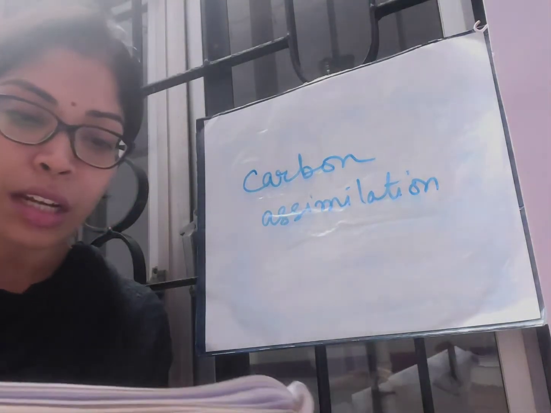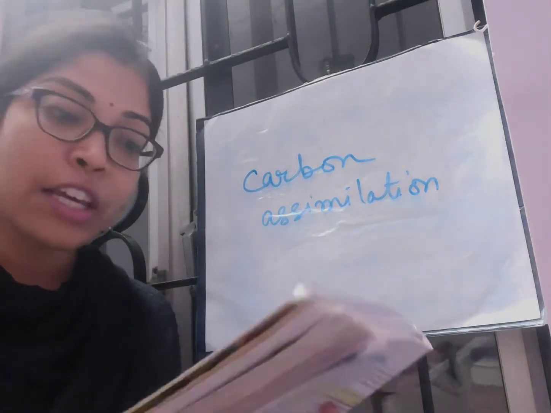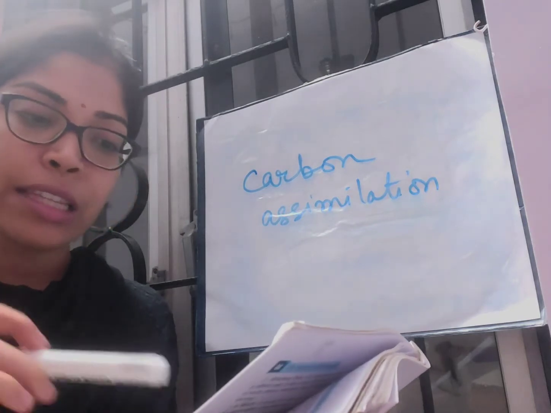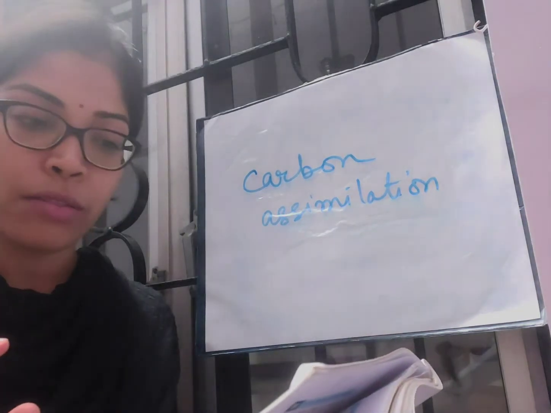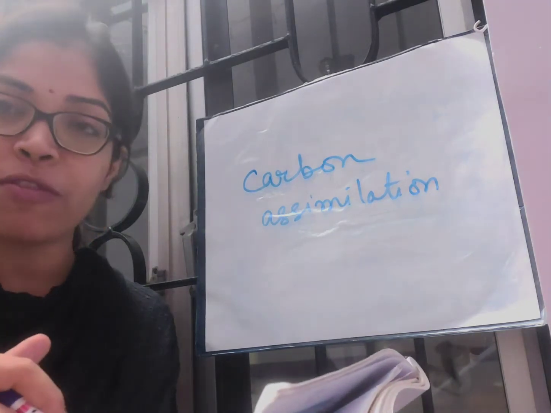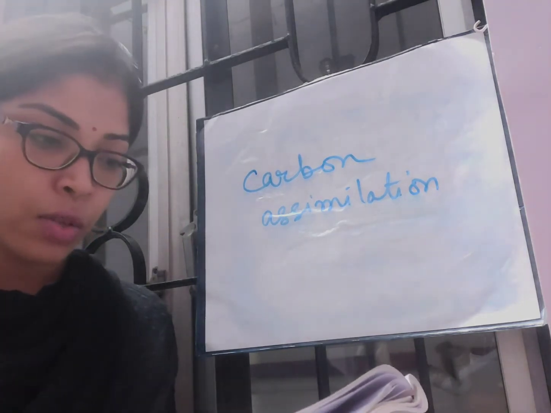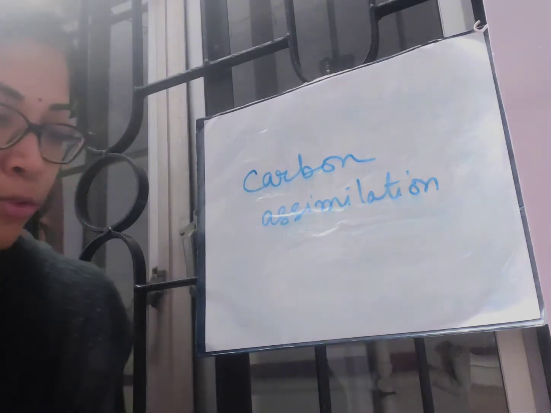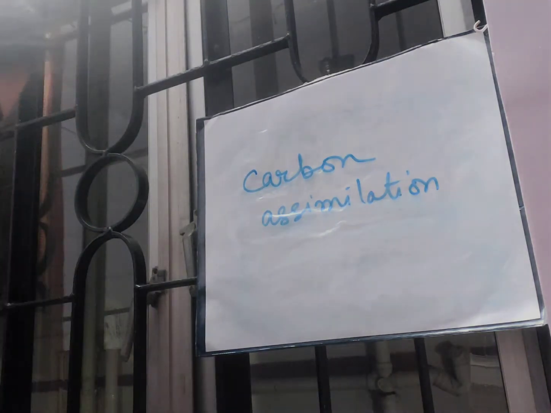Okay, now here you will find the equation. This equation you can also learn from page number 57. You can also learn this. Okay, now the process of photosynthesis is divided into 2 stages.